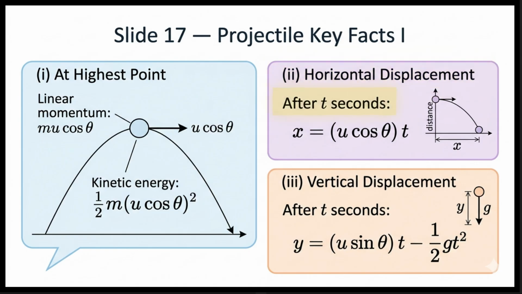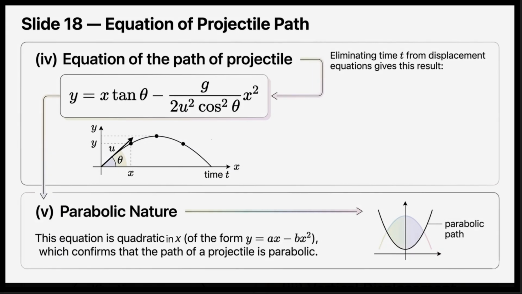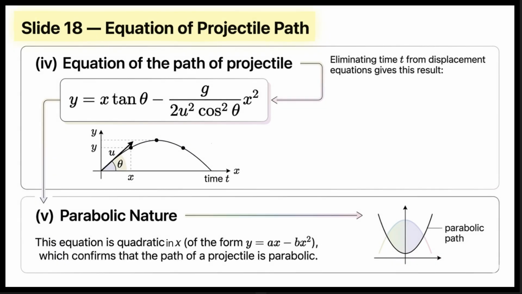After time t from launch, horizontal displacement is x equals u cosine theta times t, constant velocity, simple. But vertical displacement has two terms, y equals u sine theta times t, minus 1/2 g times t squared. The first term carries the projectile upward. The second is gravity pulling it back, growing stronger as t increases. Now eliminate time to get the path equation in terms of x and y alone.